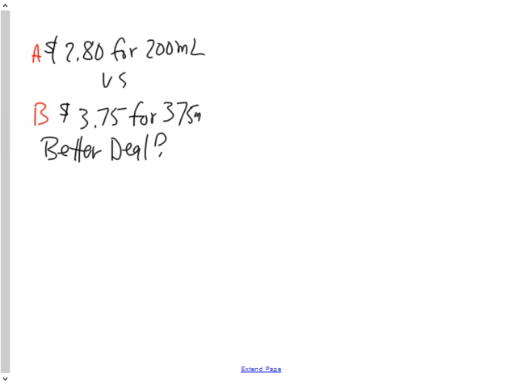In your next question, you're given two costs for liquid. The first one is $2.80 for 200 milliliters versus the second one, which is $3.75 for 375 milliliters, which is the better deal. So in this case, we're going to convert both of these to unit rates, so they're comparable. So I want to know how much it is per set amount.